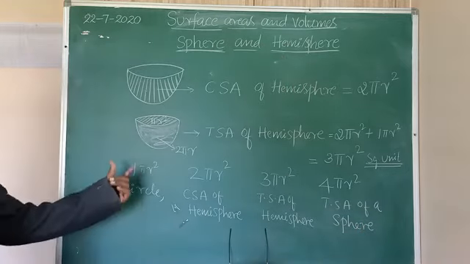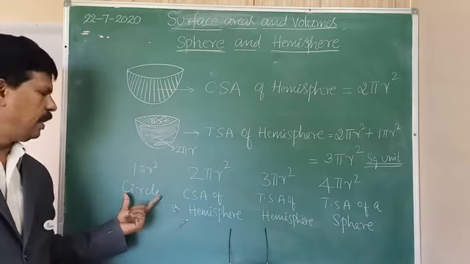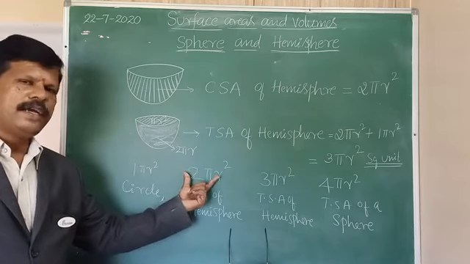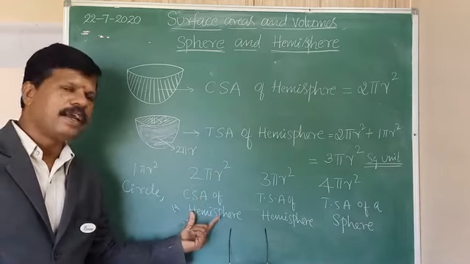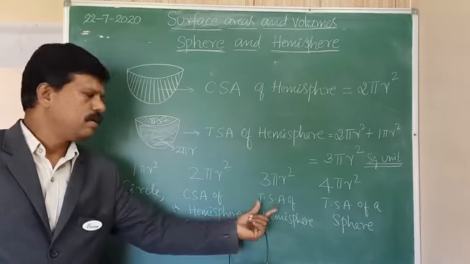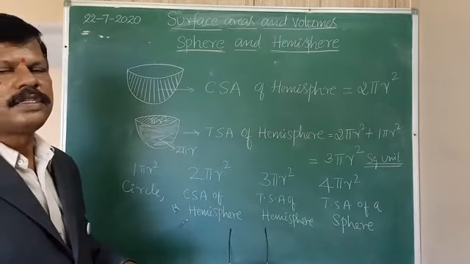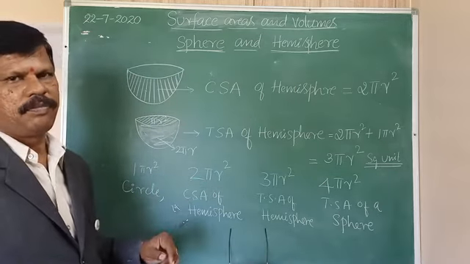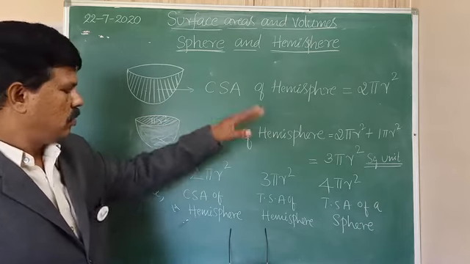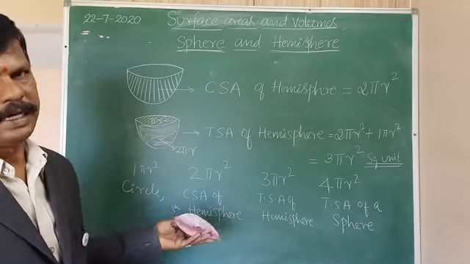Clear? 1, 2, 3, 4. 1 pi r square, area of circle. 2 pi r square, curved surface area of hemisphere. 3 pi r square, total surface area of hemisphere. And 4 pi r square is the total surface area of a sphere. Clear? These are the surface areas of a sphere.